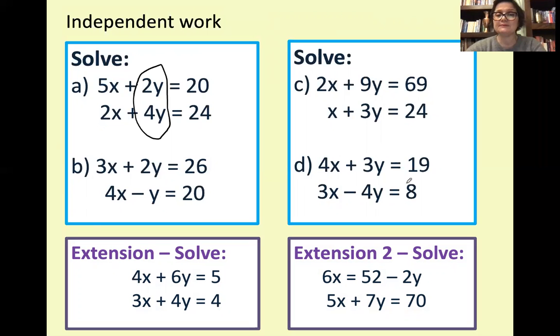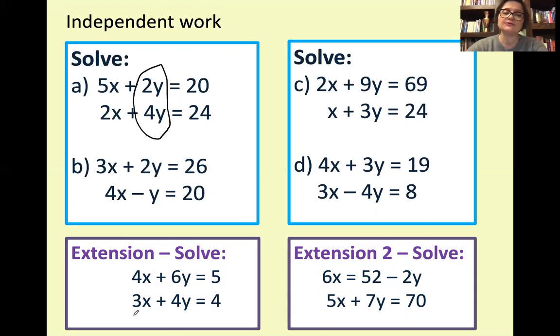Here, which one do I look for? I've got both of them as positive, so I change both of them, 4x and 3x, into the same number of x's. So by finding out which one is the lowest common multiple, in this case it's going to be 12. So multiply each term of the top one by 3 and each term of the second one by 4.